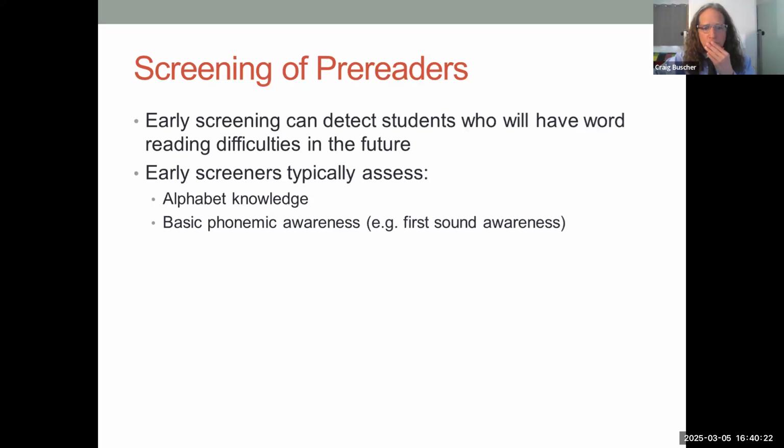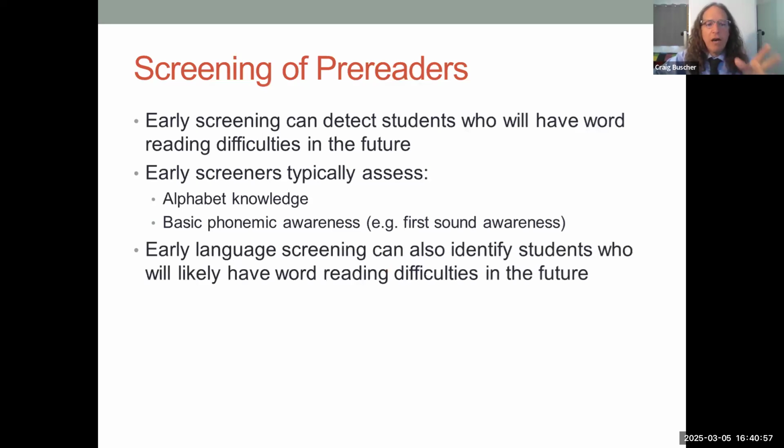So early screeners are going to assess alphabet knowledge and really basic phonemic awareness. Usually what we consider the most basic phonemic awareness skill is if I say a word like popcorn, and you can tell me that popcorn begins with P. So often in an early assessment to see risk for word reading, there's a first sound awareness task in there. That's the most predictive skill at a young age. And it's really a combination of alphabet knowledge plus this phonemic awareness ability.